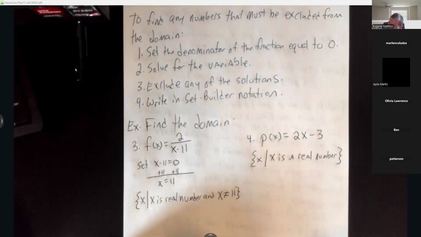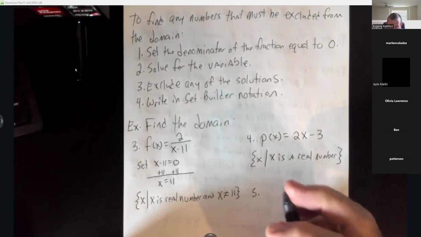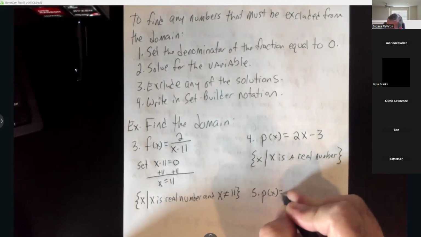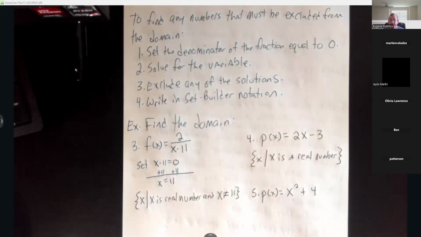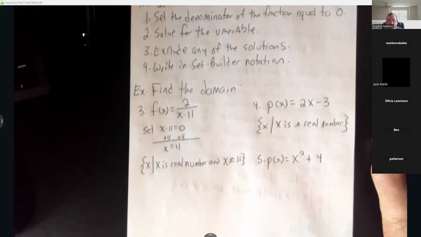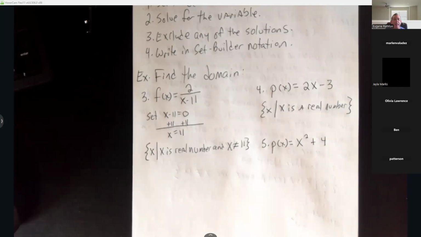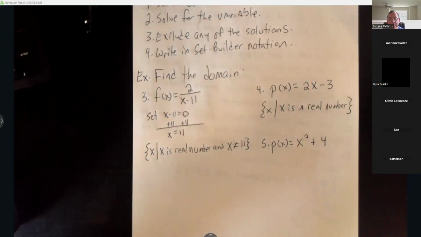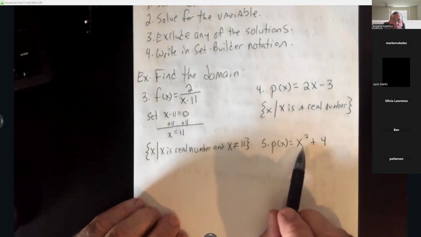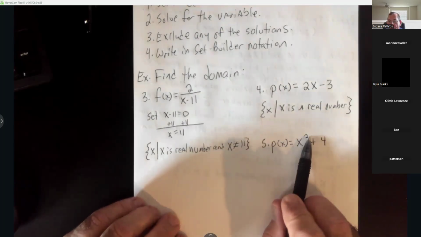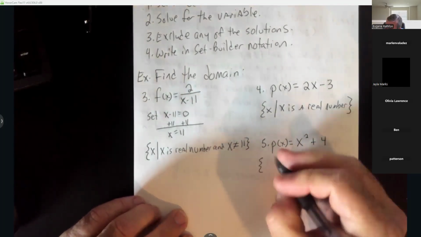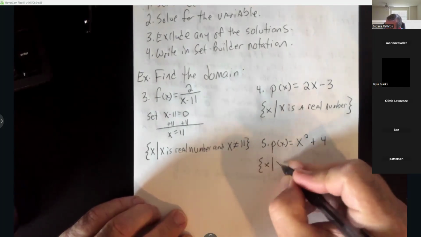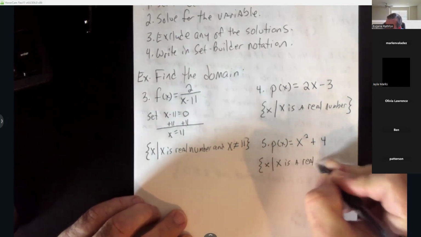Okay, so how about 5? They're giving me p of x equals x squared plus 4. Once again, I do not have a fraction, so my domain is all real numbers. Any number you give me, I can put it in here and square it and then add 4 to it, and I'll get a real number. So since there's no fractions, x such that x is a real number.